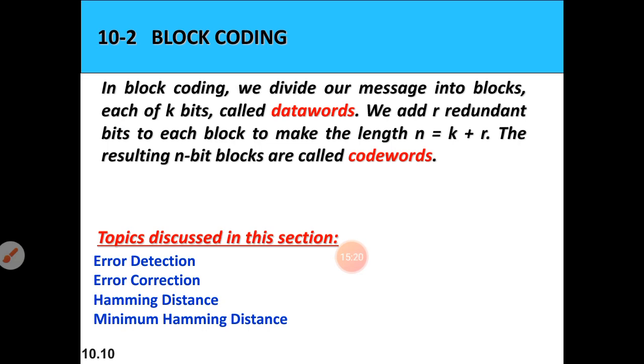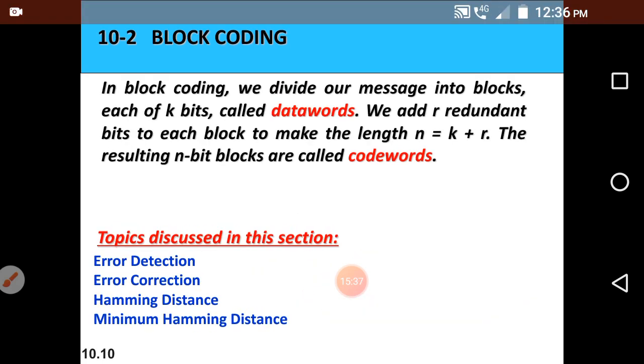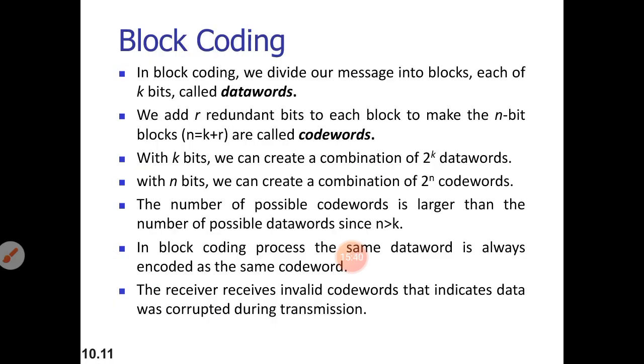In block coding we will discuss four concepts: how to detect errors using block coding, how to correct errors using block coding, and Hamming distance and minimum Hamming distance. First we will go to block coding and discuss what block coding is, and after that we will go to the remaining concepts.